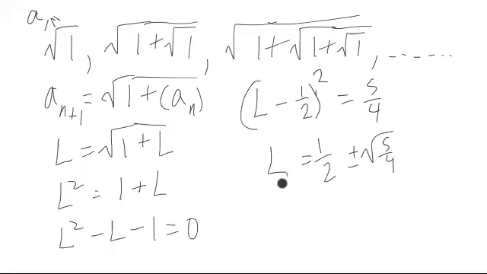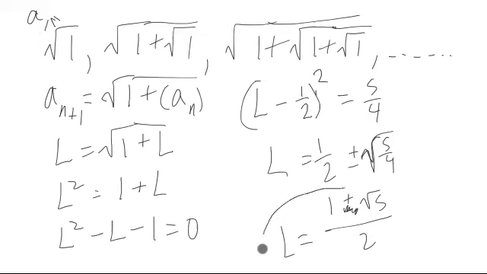So we get some options here, which is the same thing as 1 plus or minus the square root of 5, all over 2. So L could be either the plus or the minus. Now, this sequence looks like it's increasing from 1, so it's probably going to be the positive one, because the negative one gives us a negative number overall, since the square root of 5 is bigger than 1. So we'd like this to be the limit.